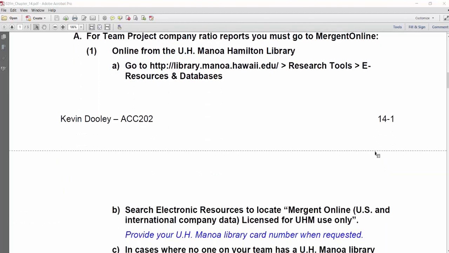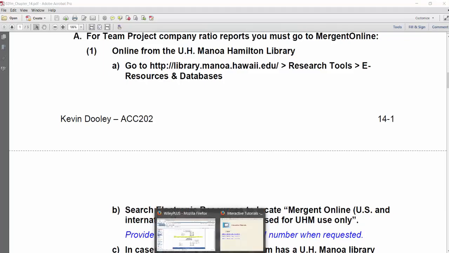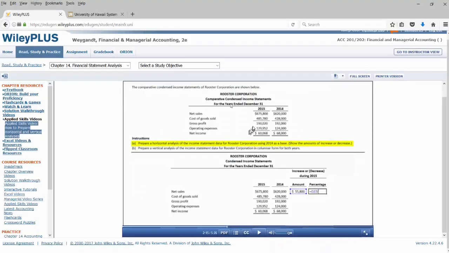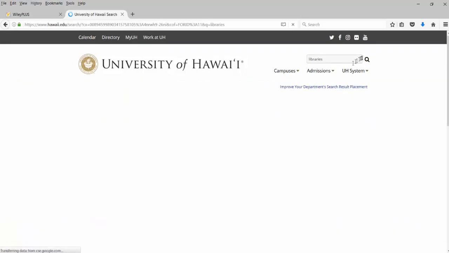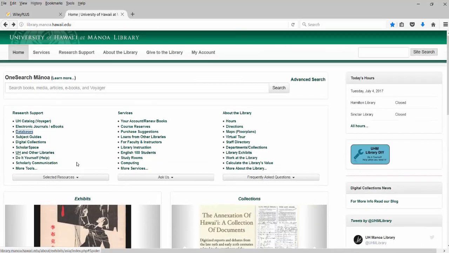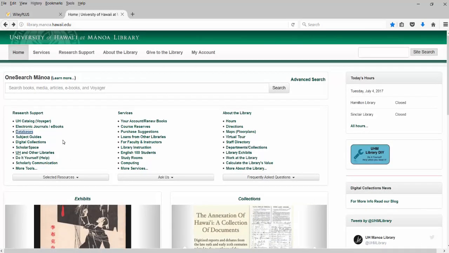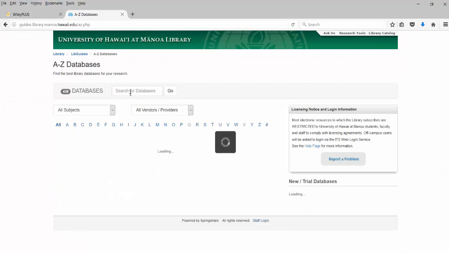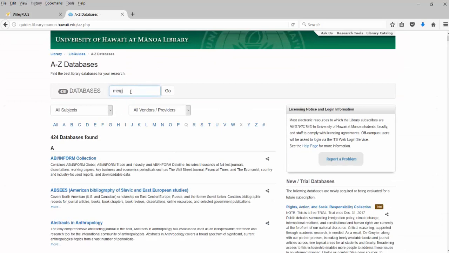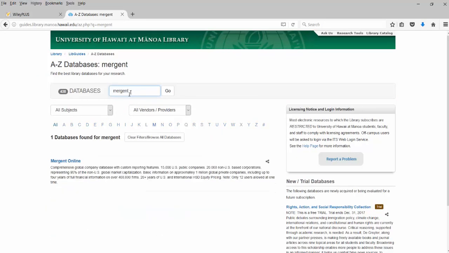So the way to get at it is find libraries at UH, number one. So you can go to uhhawaii.edu, search for libraries. And so I want to go to databases at UH Manoa Library System and ask for a service called Mergent. Mergent Online is the name of the service.